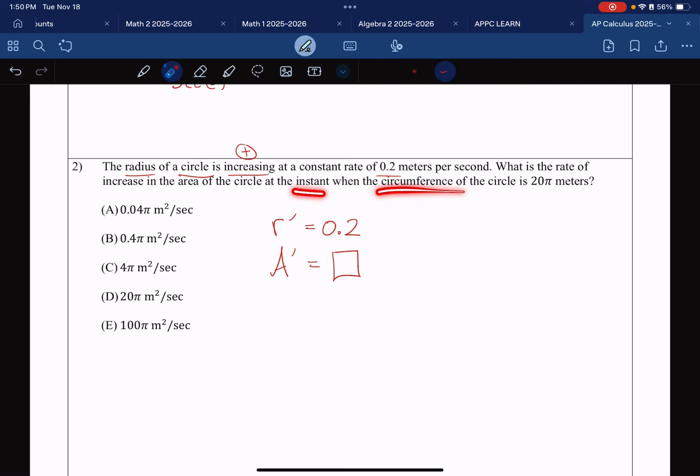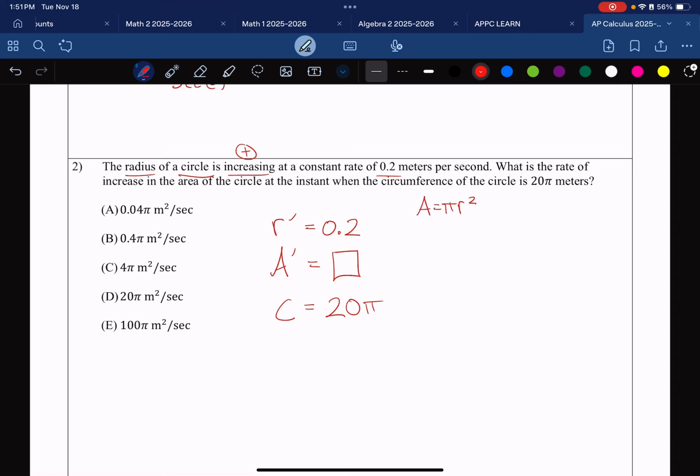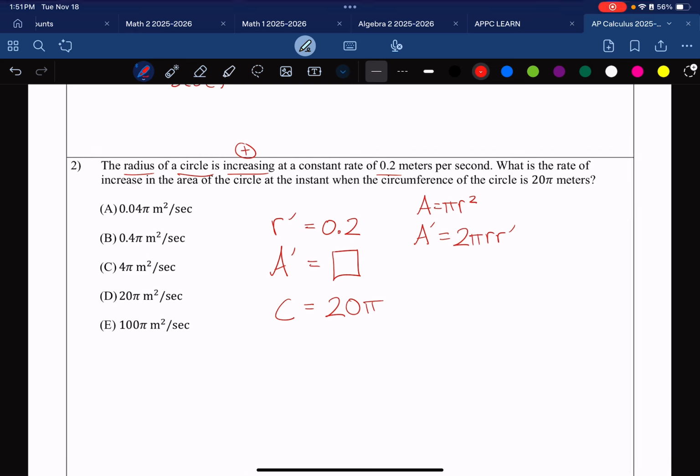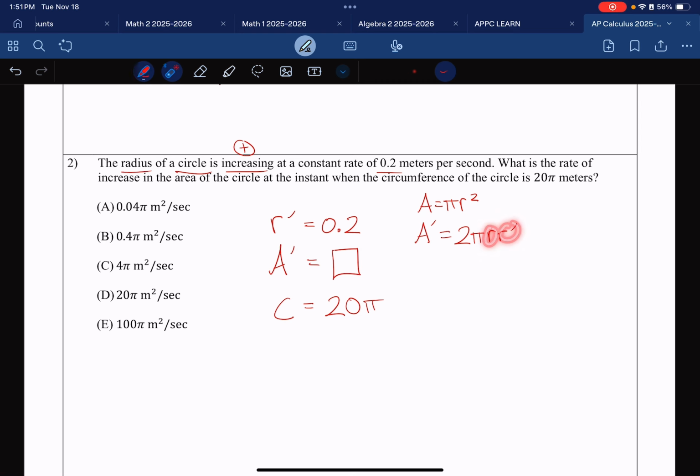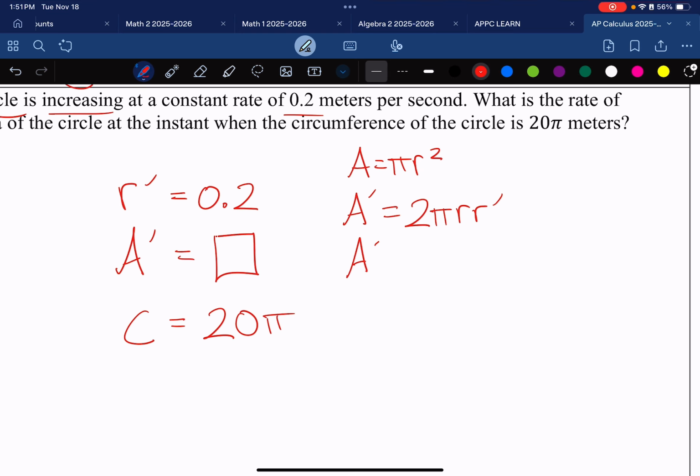The instant when the circumference is 20. So the circumference here, not prime, is equal to 20 pi. All right, we've extracted all the information we can from the problem. I'm now going to ignore it for the rest of this problem, and I'm going to try to solve for area prime. Well, I know the area of a circle is equal to pi r squared. And I can take the derivative of the left and the derivative of the right, 2 pi r r prime, and hopefully I can just fill it in. I mean, if I can just fill in an r and an r prime, I'm done. So let's go ahead and say, okay, area prime then is going to be equal to 2 times pi times r.